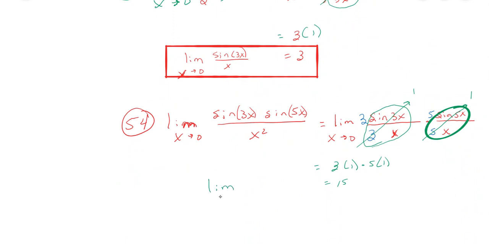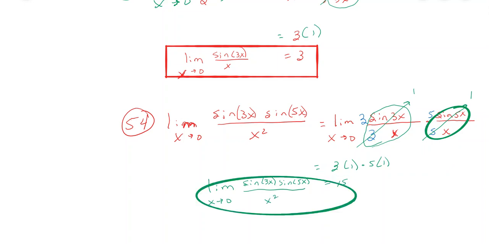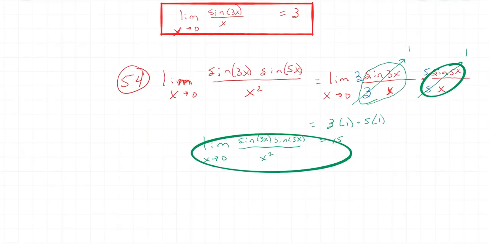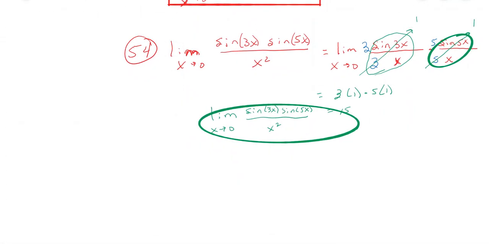So the limit as x goes to 0 of sine 3x sine 5x over x squared is this. And you're welcome to do circles if you like that better. All right, try to make the circle go outside the 15 instead of, I don't understand the software.